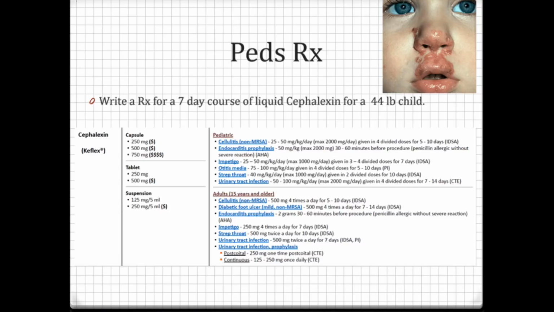So we look at the prescribing reference and see that cephalexin can be used to treat impetigo. And it gives us the info we need to know. A dose of 25 to 50 milligrams per kilogram per day. That's the daily dose, but it is not to exceed 1,000 milligrams per day. This means that if we do our calculations and it adds up to 1,200 milligrams, we drop it down to 1,000 milligrams. It is given in 3 to 4 divided doses for 7 days, so lots of math for us to do.